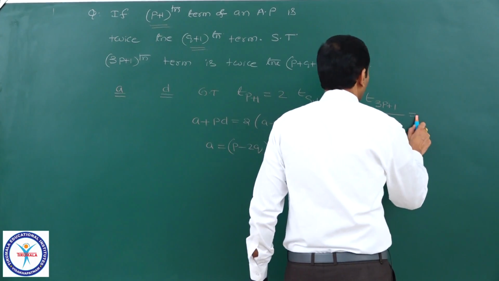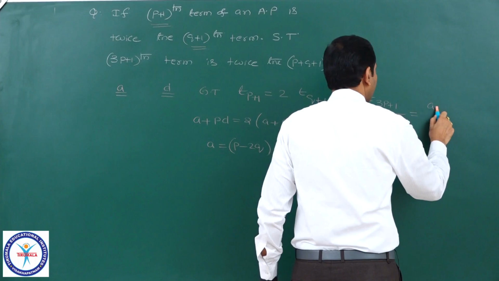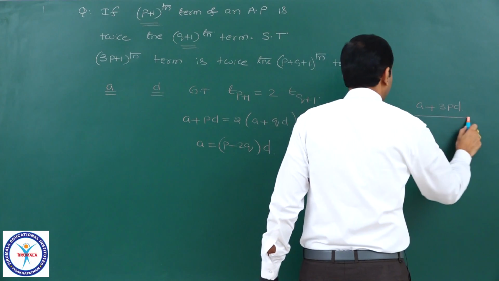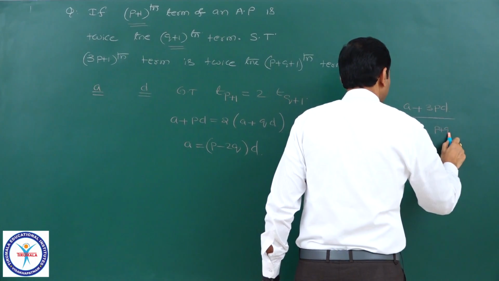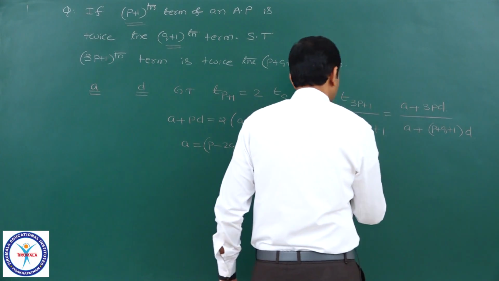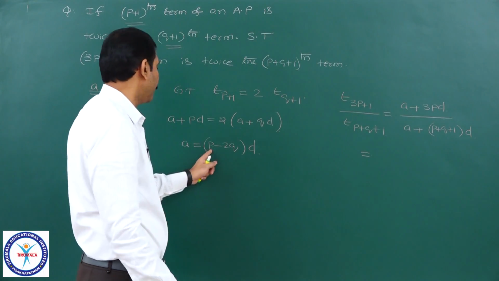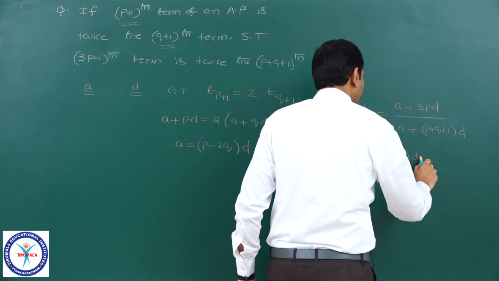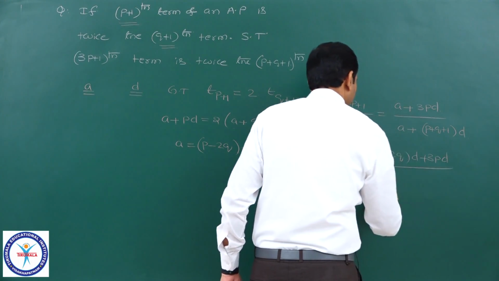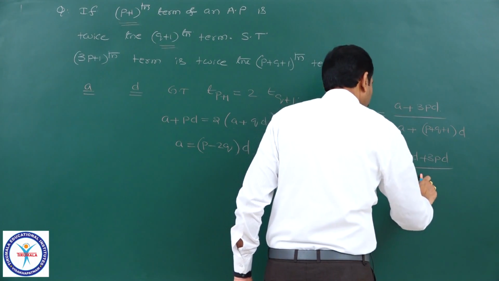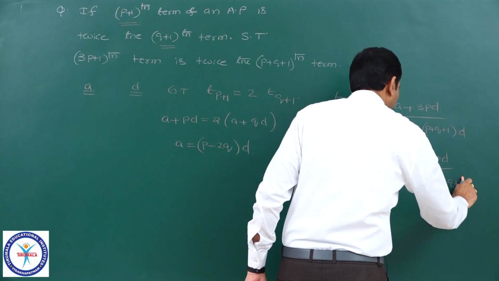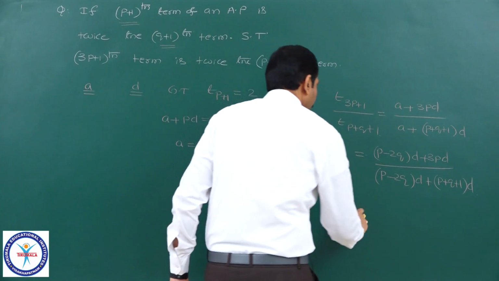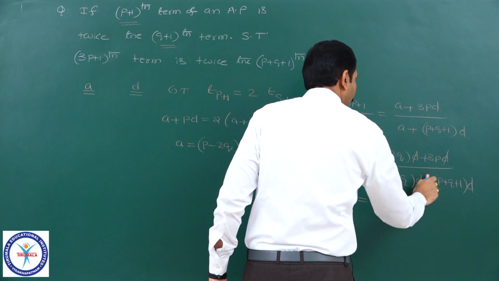What is t of 3p plus 1? It is a plus 3p into d. By the denominator, it is a plus (p plus q plus 1) into d. Substituting a equal to (p minus 2q) into d, it is (p minus 2q) into d plus 3pd, by (p minus 2q) into d plus (p plus q plus 1) into d. Yes, d is common in numerator and denominator, so it will get cancelled.